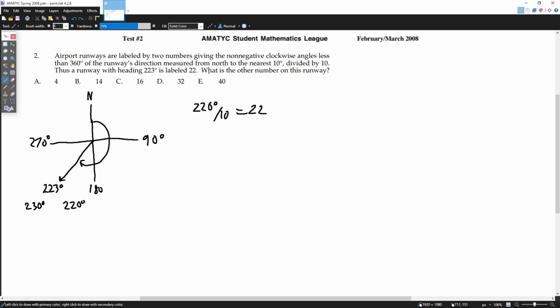Now, they're asking, what is the other number on this runway? So this is the visualization problem. Let's try to draw a runway, and it's got a label on one end of 22. And they're asking us, what's going to be the label on this side? Well, how could we possibly know that? Well, we know how to turn an angle into a label. So what's the angle that corresponds to this side of the runway?